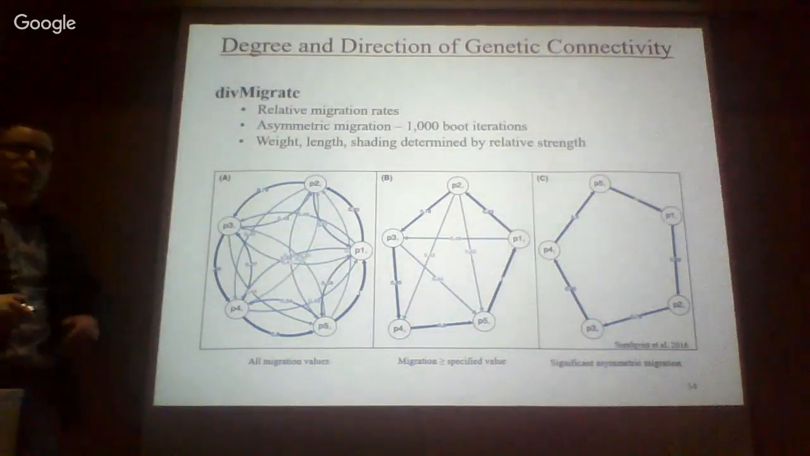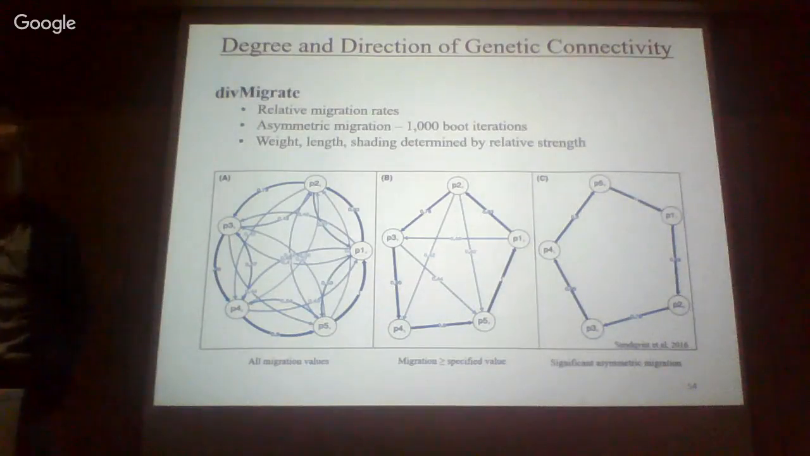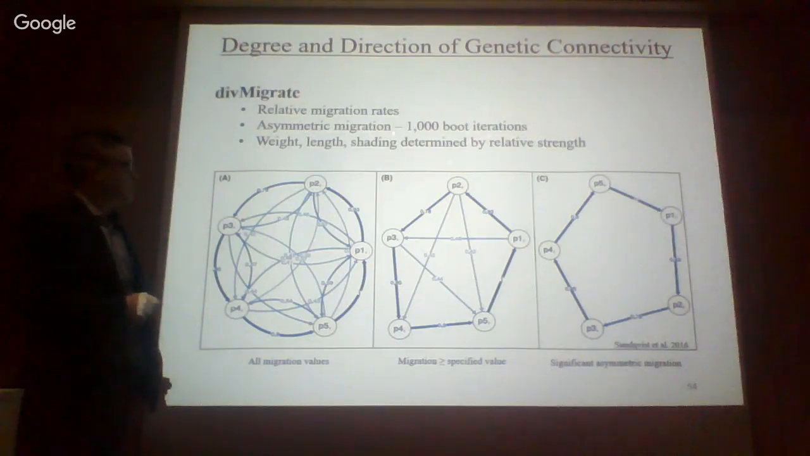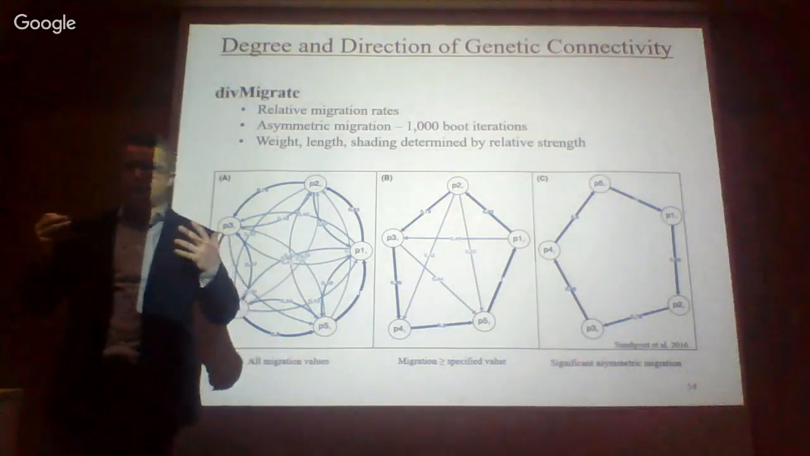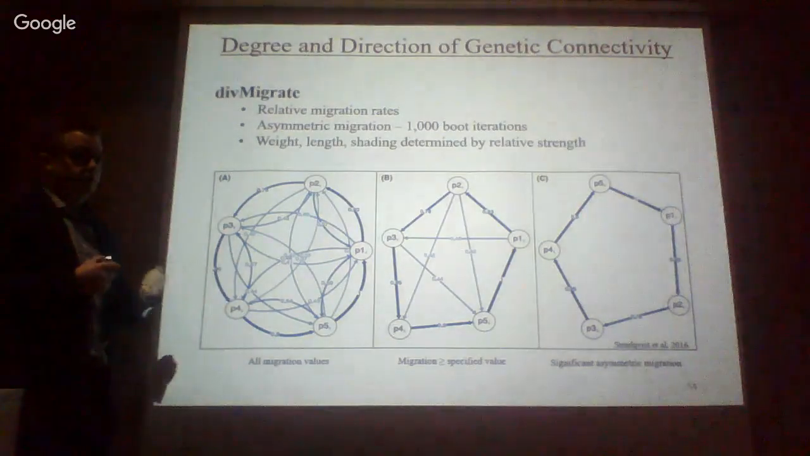And then lastly, again, we want to look at the degree of genetic connectivity among these subpopulations. I did this by estimating the relative migration rate among subpopulations, using the program Migrate. What's nice about this is we can actually evaluate whether we have asymmetric migration by using bootstrapping again. If the confidence intervals of that bootstrapping iteration do not overlap, then we assume that asymmetric gene flow is occurring in one direction or the other.